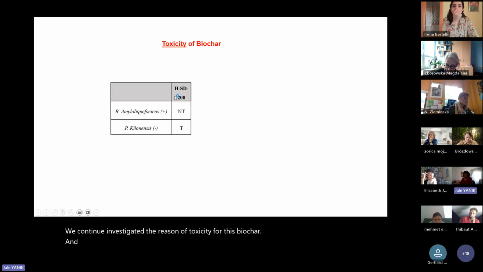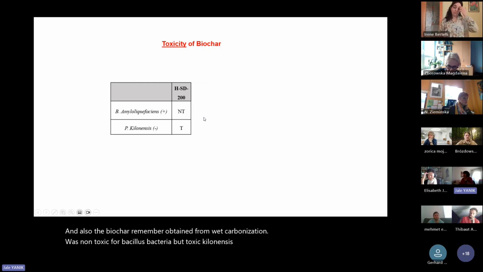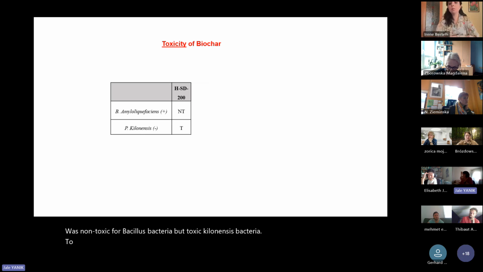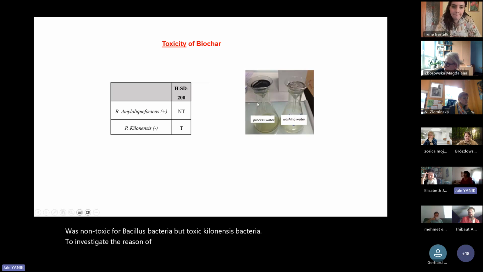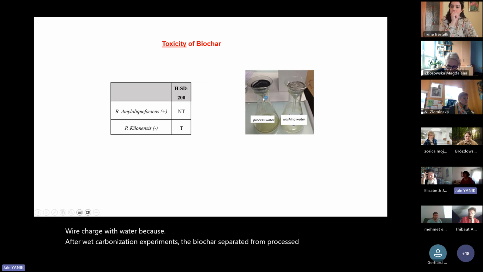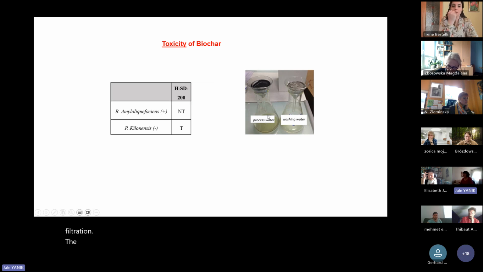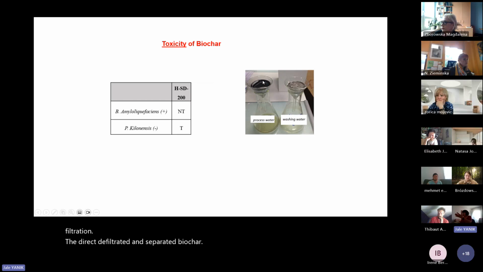And also the biochar, remember, obtained from wet carbonization was non-toxic for Bacillus bacteria, but toxic for Phyllonesis bacteria. To investigate the reason for toxicity, we washed the biochar with water, because after the wet carbonization experiments, the biochar was separated from the processed water by filtration. We directly filtered and separated the biochar. Then it was used as biochar.